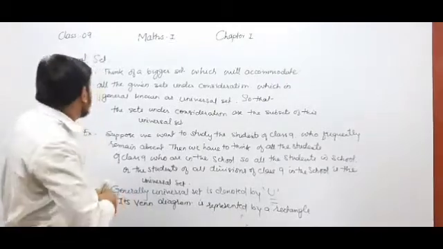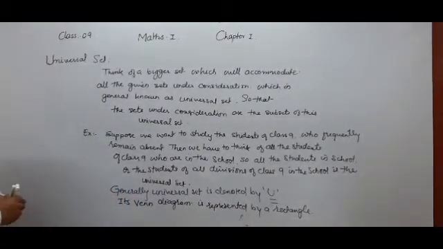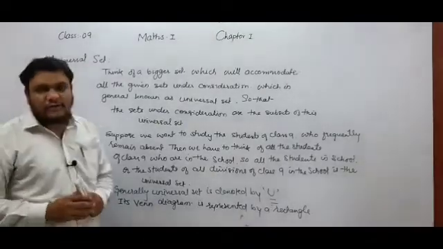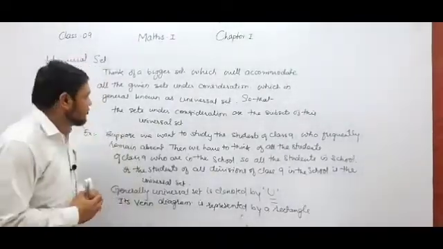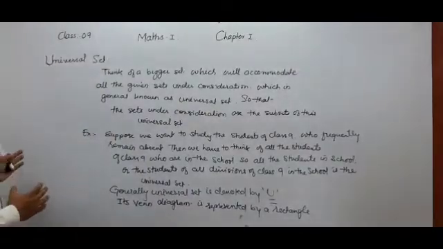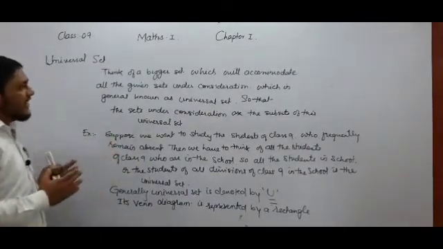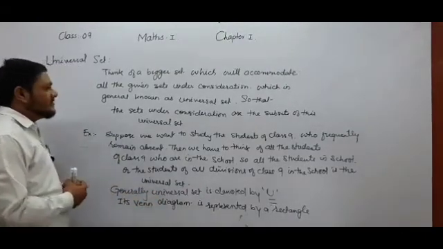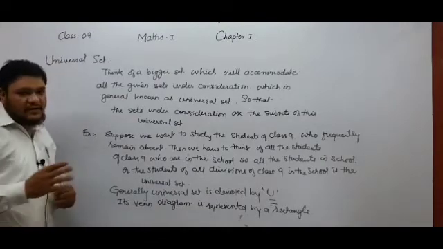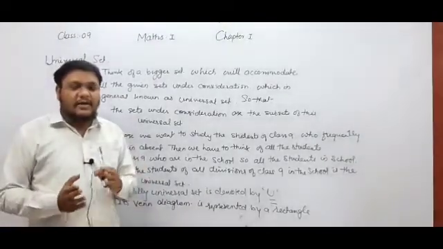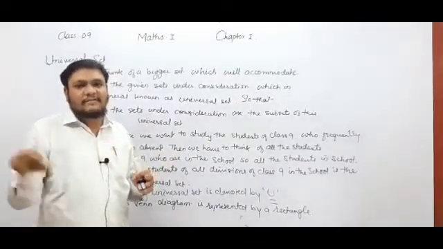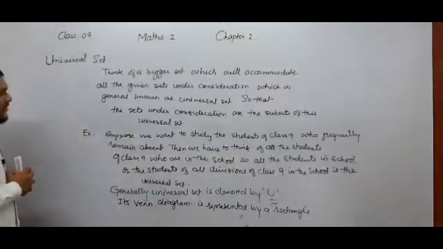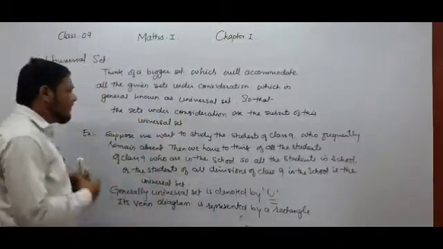Students, now the next topic is universal set. So we will see the definition of universal set. A universal set is nothing but a set from which many subsets can be drawn. So a universal set is a bigger set of all the subsets. Think of a bigger set which will accommodate all the given sets under consideration, which in general is known as the universal set. Means if there are some subsets and we make a set which contains all the elements of those subsets, then this set is called the universal set. So the sets under consideration are subsets of the universal set.